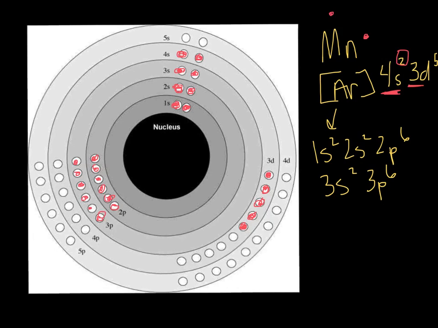Now when we get a little further into it, we're going to talk and let you know exactly what these charges mean when we talk about it. But manganese is going to end up with a 2+ charge, and it has to do with those valence electrons that you see there. But we'll get a little bit more into that later.